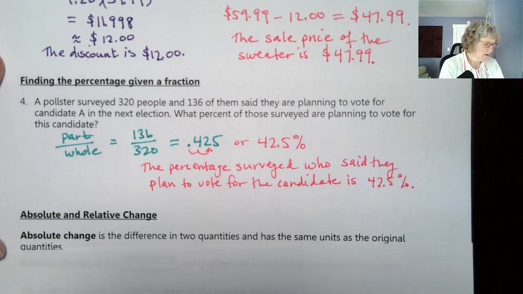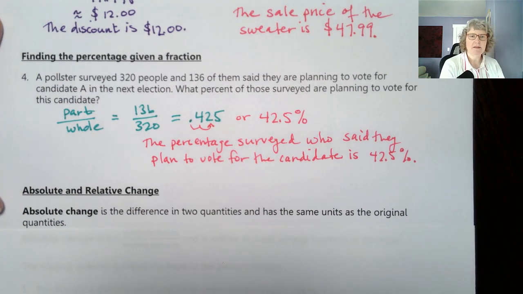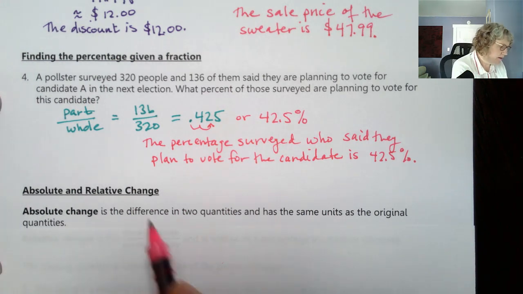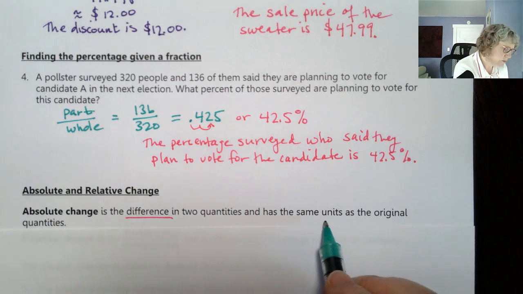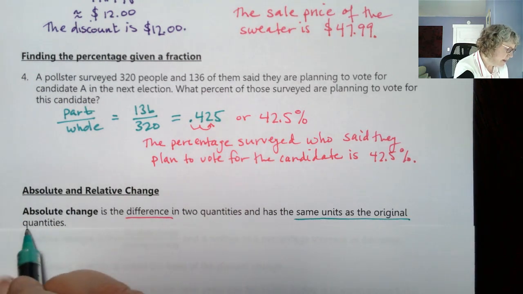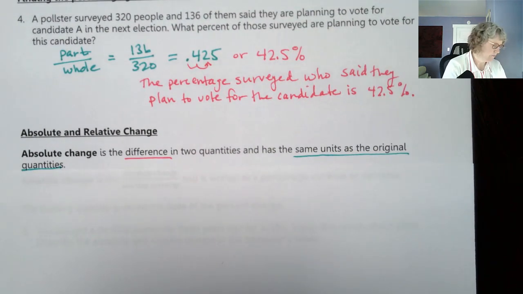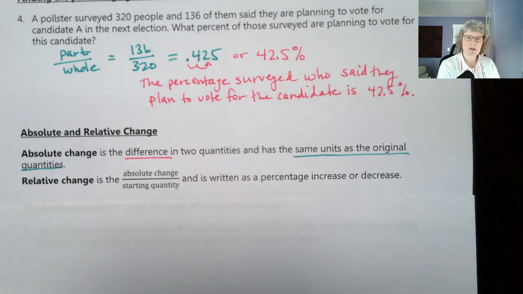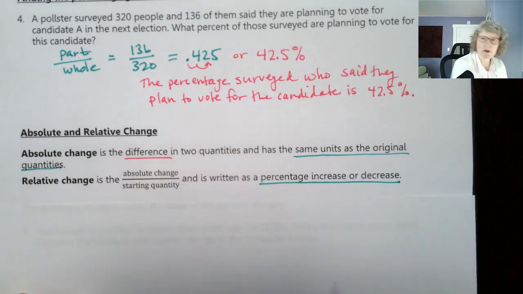Okay, and then one more thing in this video that you may have heard before, or sometimes you see in the media, is absolute and relative change. So absolute, you probably don't see it called that, but you see the concept used. Absolute change is the difference in two quantities. And so it's just the difference in dollars or inches or feet, whatever the original units are. So it has the same units as the original quantities. And then relative change is a percentage. So it's written as a percentage increase or decrease. So that's probably what you've seen.